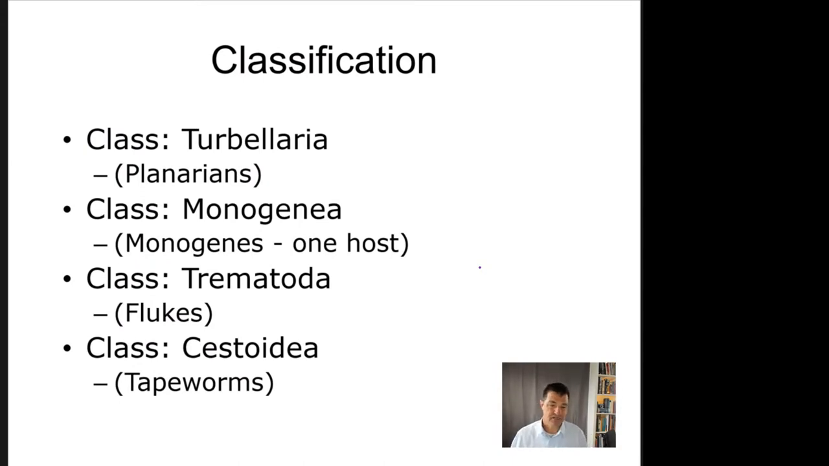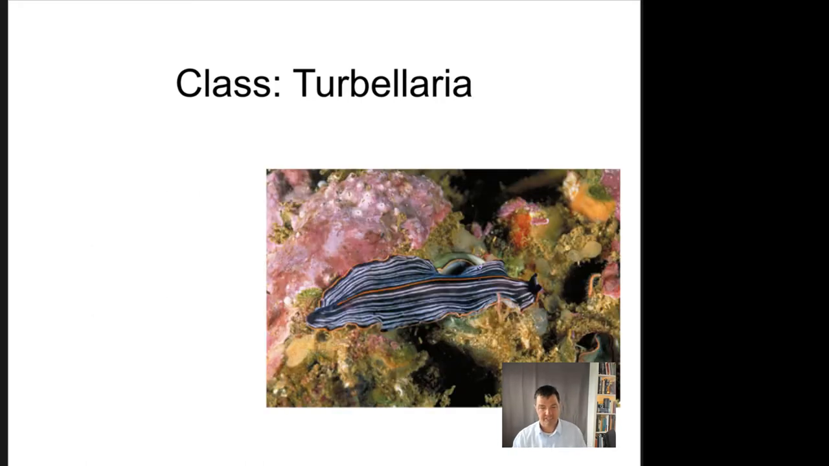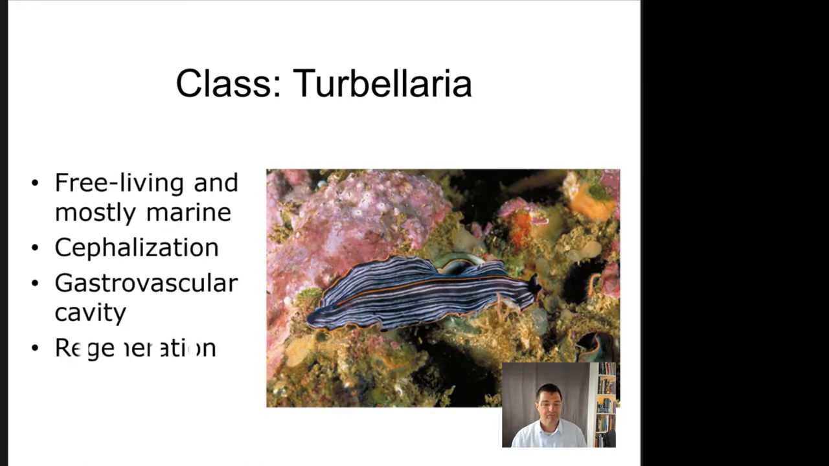And there are many different classes within the phylum Platyhelminthes, so we'll go through a couple of these here. The first one is the class Turbellaria. These are mostly free-living worms. Most of them are marine. There's a couple that live on land, and they are these big flat worms. Again, many of them in the ocean, often with bright colors. They're one of the first groups to show what's called cephalization.